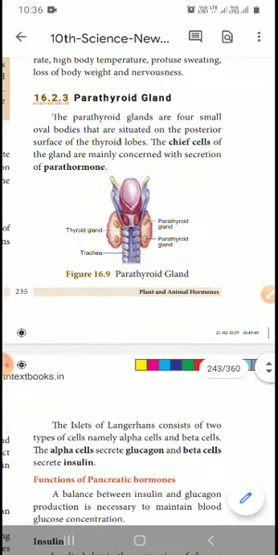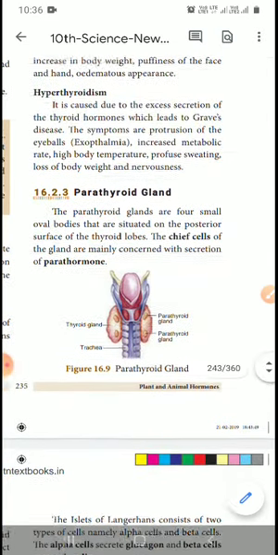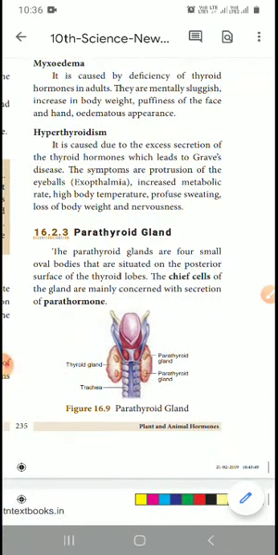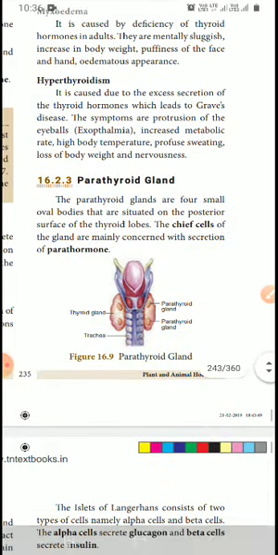Today we will see the thyroid. We are already studying the hormones, plant hormones and animal hormones. We have completed the plant hormones in live class, and animal hormones up to hypothyroidism. So today we will see the new chapter, the parathyroid gland.